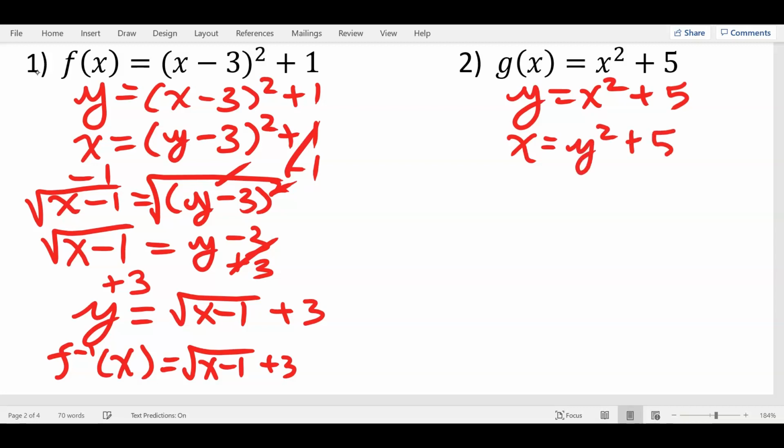Get rid of the 5. And then solve for y, step 3. And I do get rid of the plus 5 by subtracting. What's x minus 5? X minus 5.